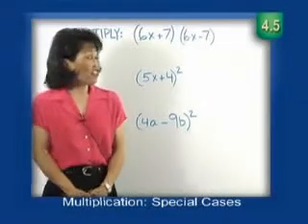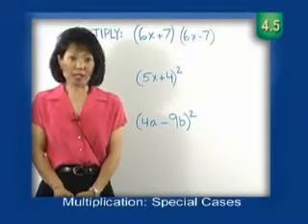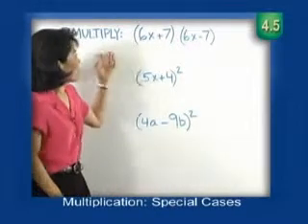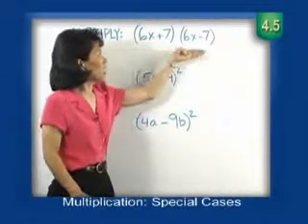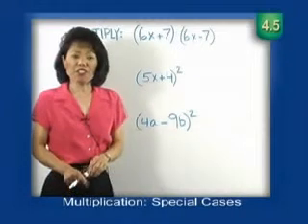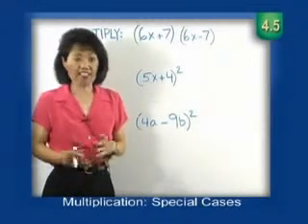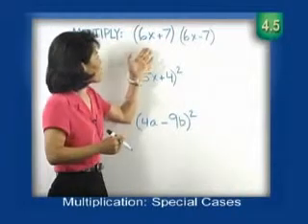In these next three problems, we're going to look at some special cases in multiplying binomials. In this first one, we're going to multiply the two binomials 6x plus 7 times 6x minus 7. Now the first thing you have to do is be able to identify the special cases from the given problem. So let's see what the trick is here.